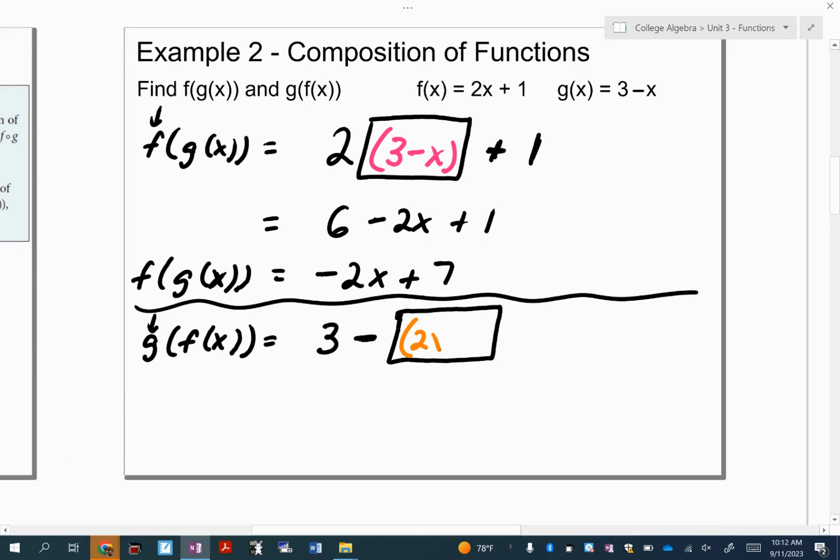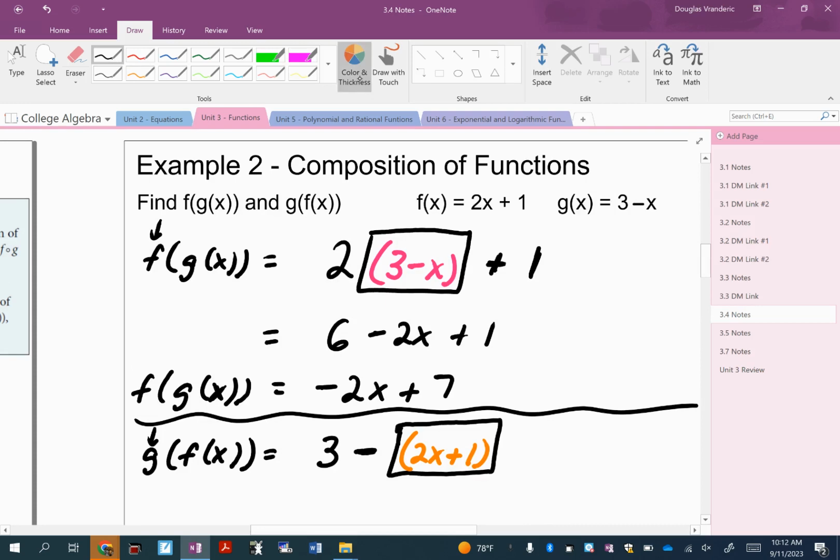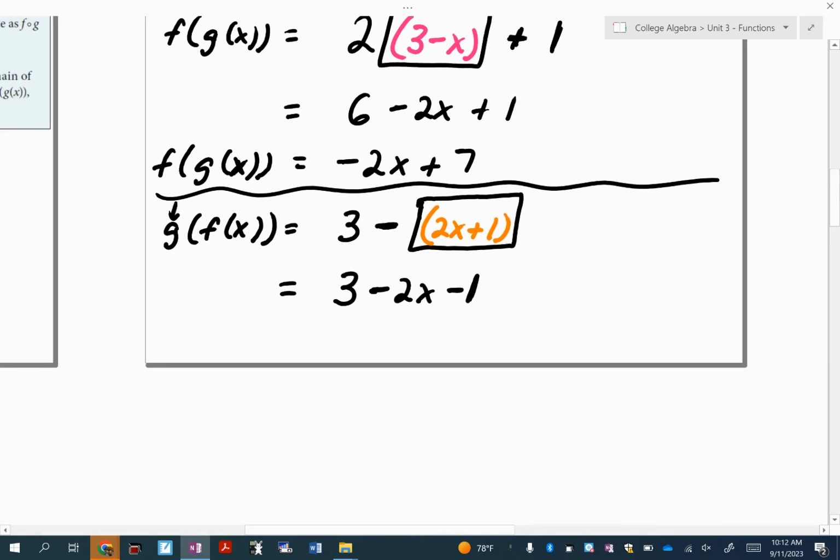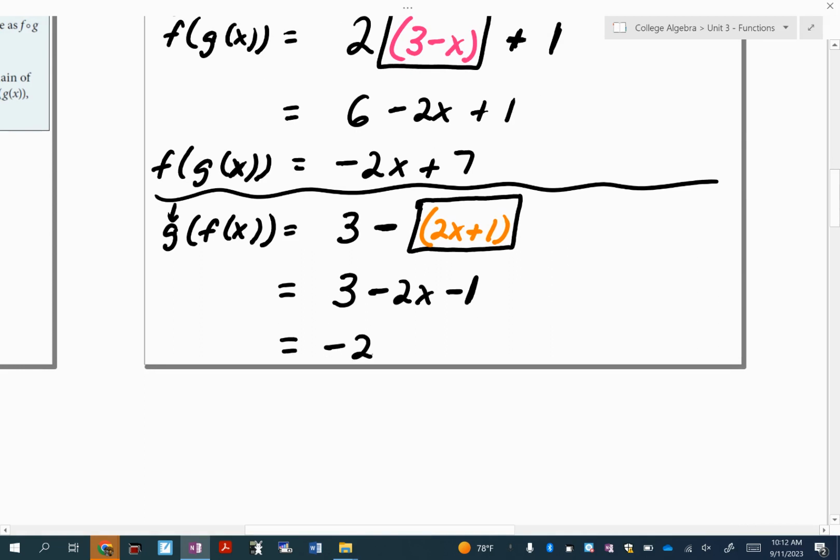In parentheses 2x plus 1. This one, I don't have a value or a number in front. I have a negative, which is really like -1. So if I distribute that -1, I get -2x minus 1. And if I combine like terms, I get -2x, and 3 minus 1 is 2. So this is g of f of x.